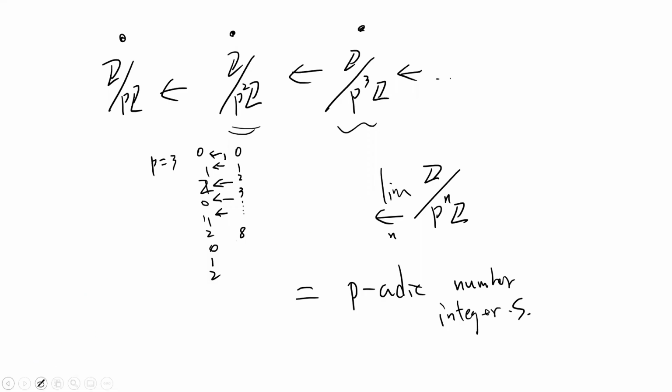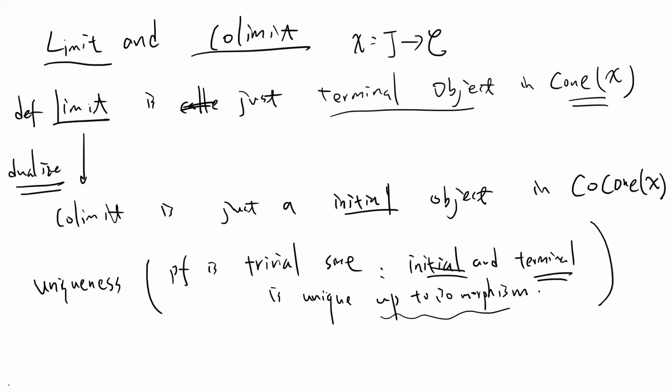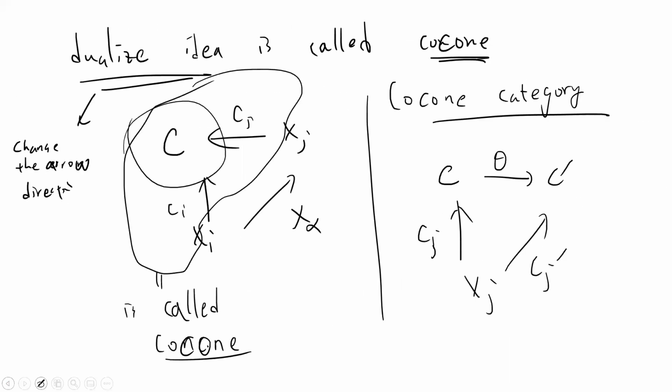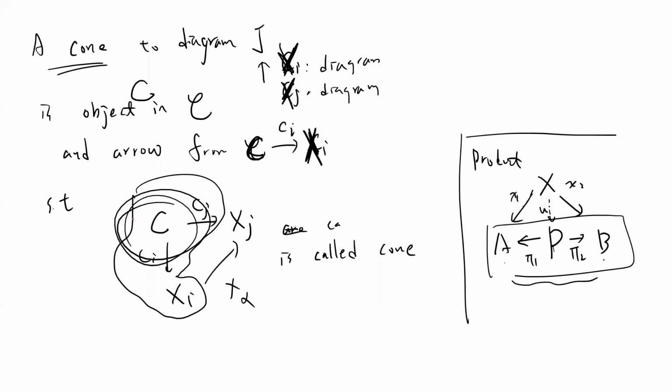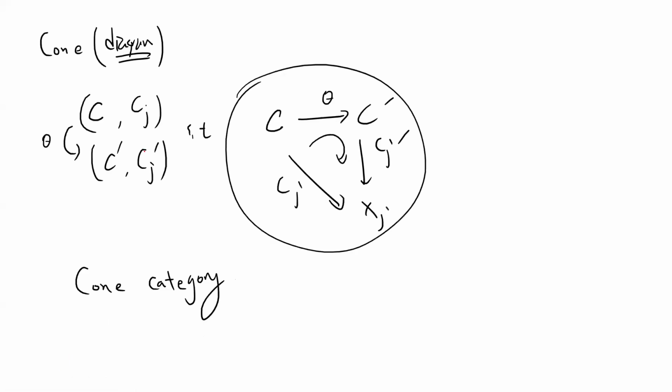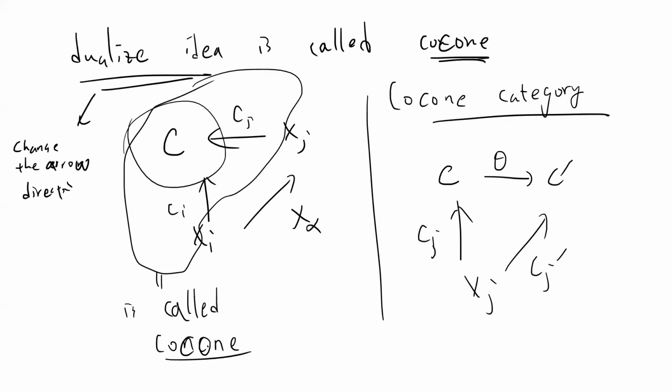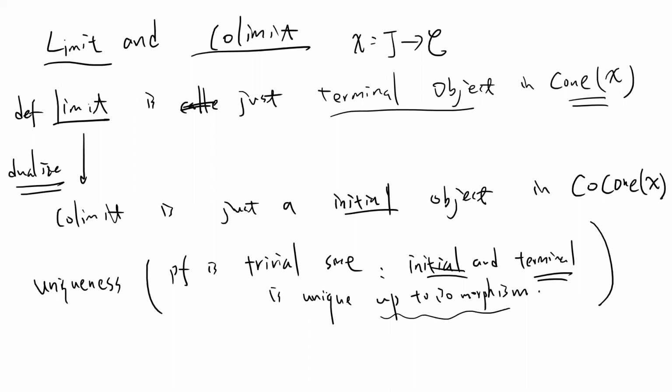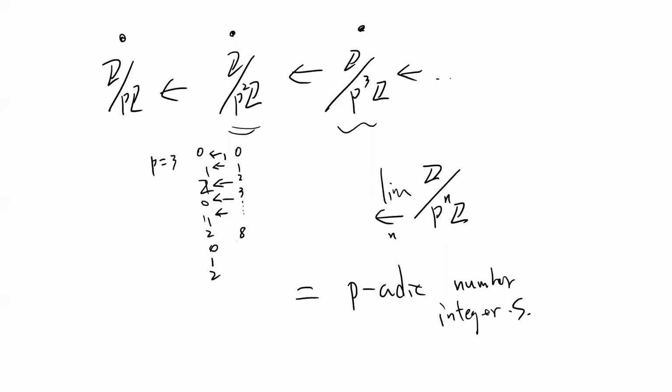Welcome, guys. In the previous video, we already talked about cone and cocone. Let me quickly remind you that a cone is something that maps out, and a cocone is something that maps in. The limit is the terminal object in the cone, and the colimit is the initial object in the cocone.